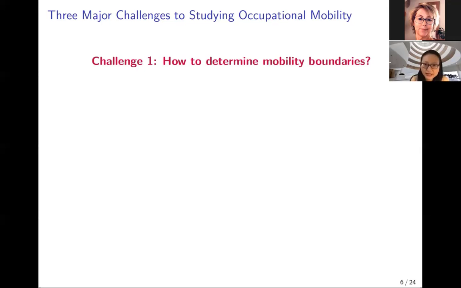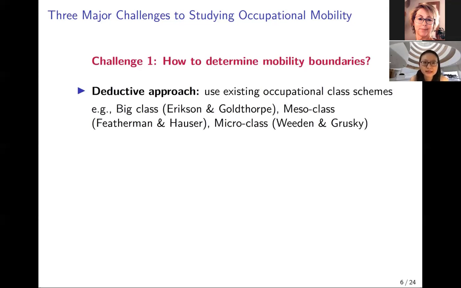So the first challenge is, how should we determine mobility boundaries? This is, of course, the first question we think about when we're trying to model mobility. In existing work, there are several approaches. The first one is the deductive approach, or we can also call it the theoretically informed approach, where we think about occupational class schemes from a theoretical perspective. So we define social classes according to whatever theoretical focus, or perspective of class, that we want to emphasize.